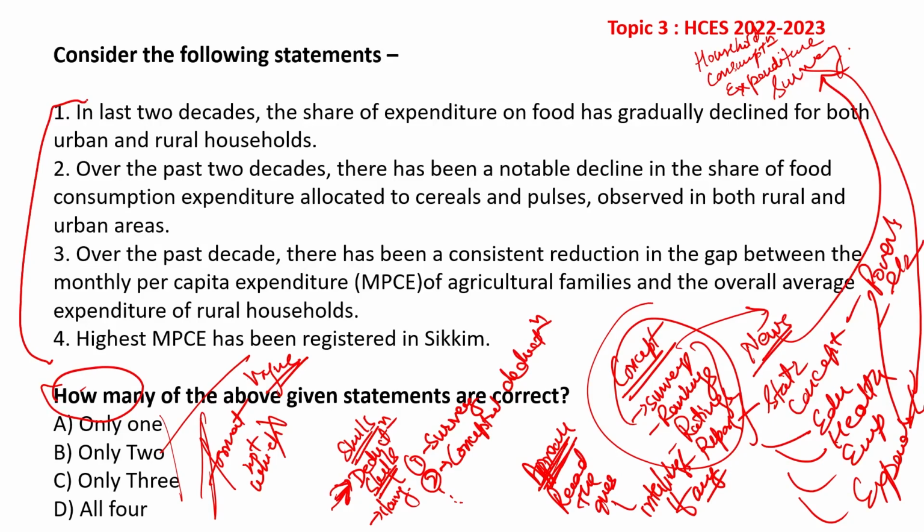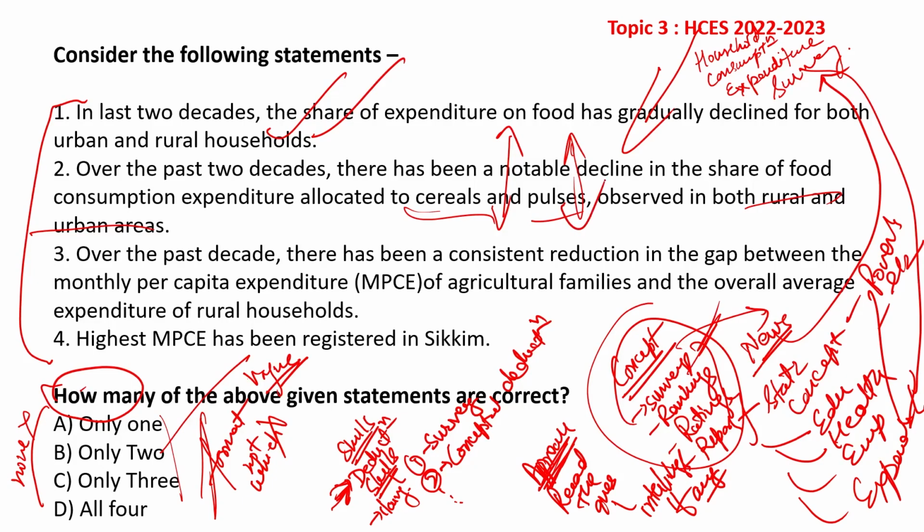In the last 2 decades, the share of expenditure on food has gradually declined for both urban and rural households. That is correct, because the survey is pointing us towards that. Over the past 2 decades, there has been a notable decline in the share of food consumption expenditure allocated to cereals and pulses, observed both in rural and urban areas. So if you see, this corroborates this. Also, interestingly, none is not the option. That means that not all of them can be incorrect. Some of them have to be correct. So these 2 statements actually corroborate each other.